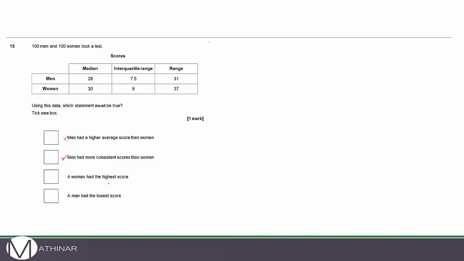A woman had the highest score. So all we know about women is that they had the higher median and that they had a higher range, but we don't know what the lowest score was and what the highest score was. So we cannot be sure of that. And a man had the lowest score. So same reason, we don't know the lowest score and we don't know the highest score. All we know is the range. So we are not sure about that. So this would have to be the correct answer.